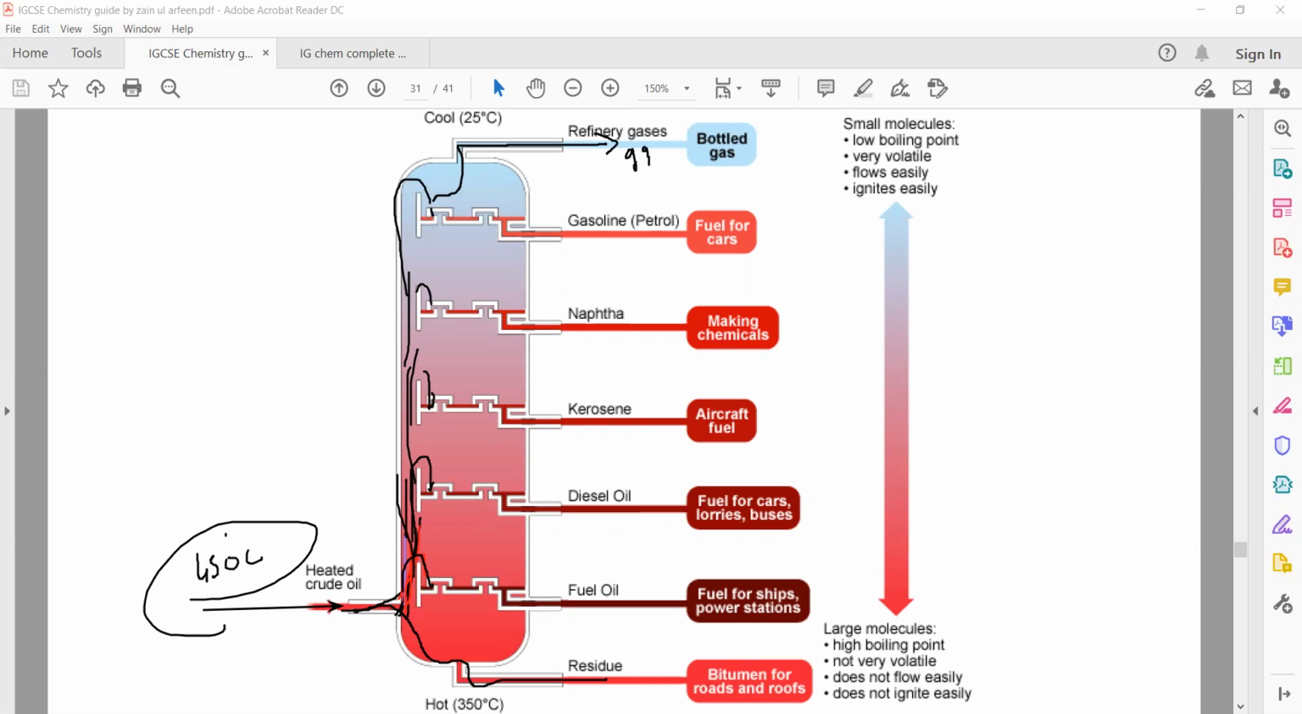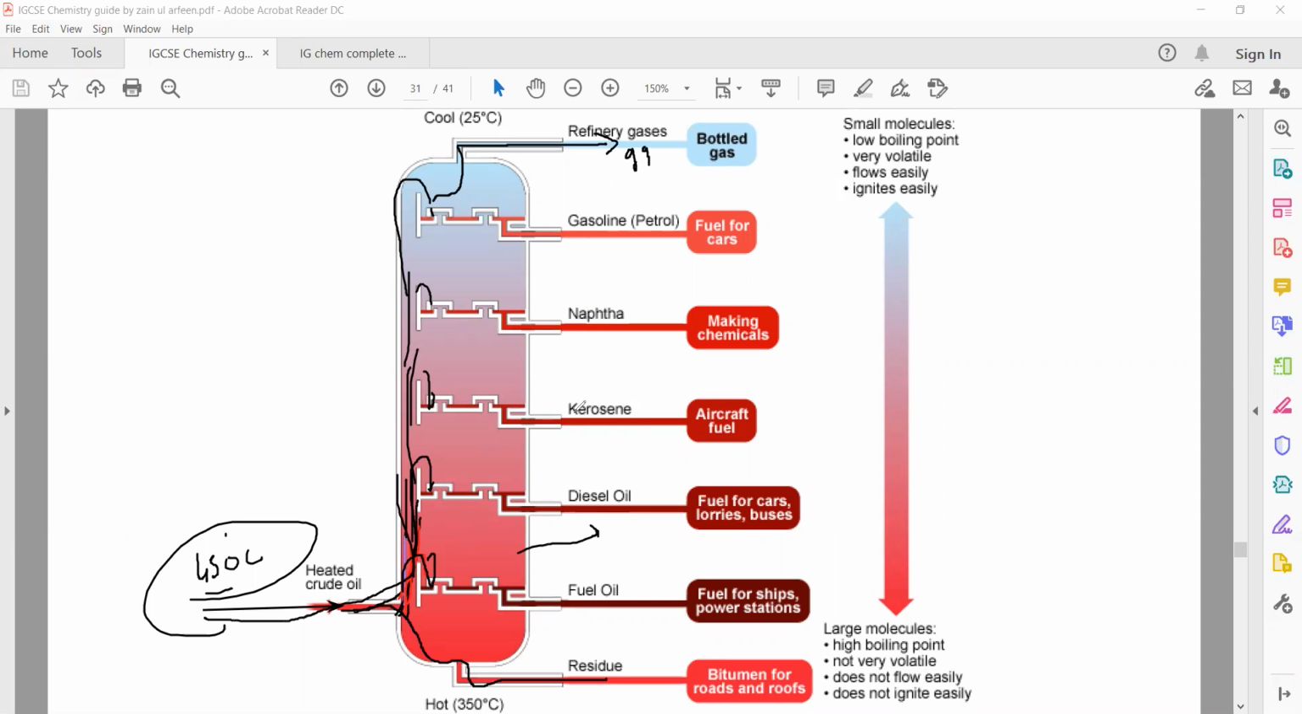Is crude oil solid or liquid? Crude oil is a liquid, basically a mixture of liquids, and it also contains dissolved gases such as propane and butane. What do you mean by condensing? Condense means change from gas or vapor to liquid. Because we heat the crude oil, it contains different fractions. As these fractions rise, they lose energy, and when they lose energy, they convert into liquid state.